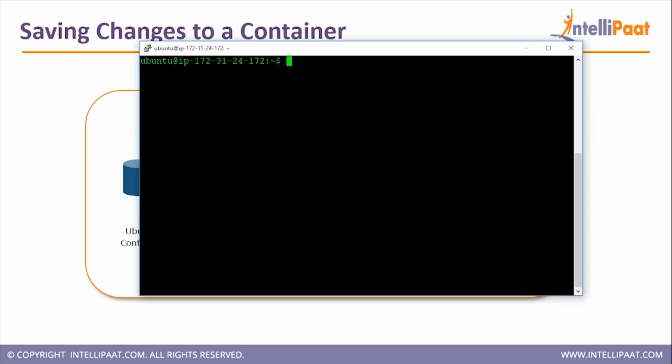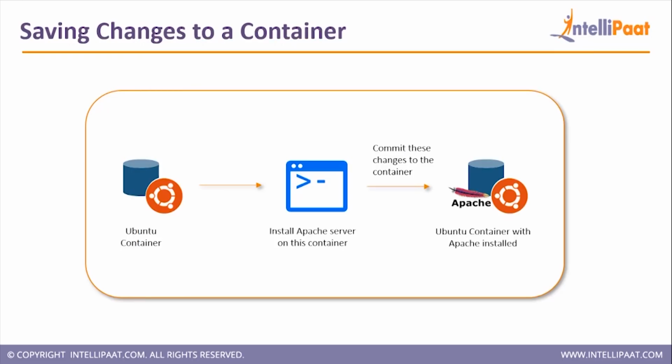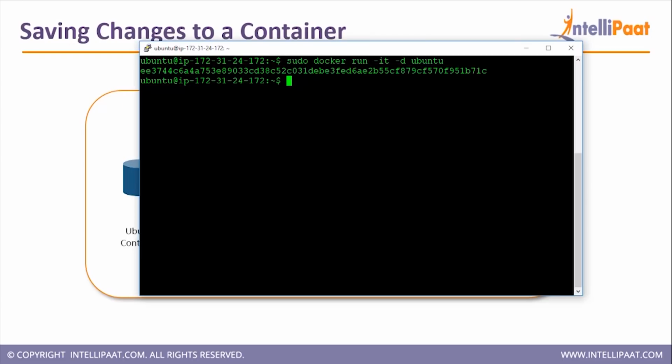All right. So this is the shortcut that you can use while working with Docker. So my next step is to basically install. First I have to run an Ubuntu container. So I'll do a sudo docker run -id Ubuntu. All right. So my container is now running. The next thing that I have to do is install Apache server on this container.